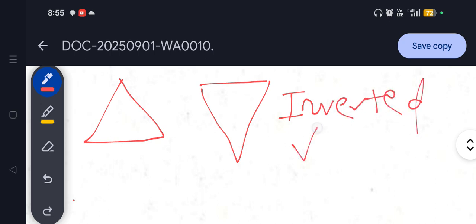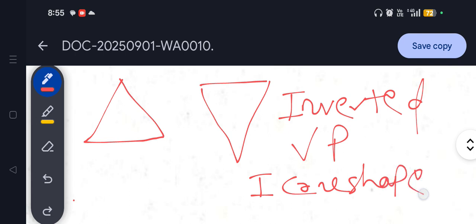As you understood about all these three types of pyramids, when you invert this vertical shape pyramid into this format, then it is known as an inverted vertical pyramid, or we can also say it as an inverted cone shape pyramid.